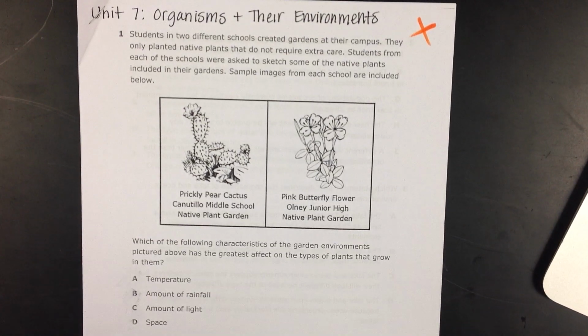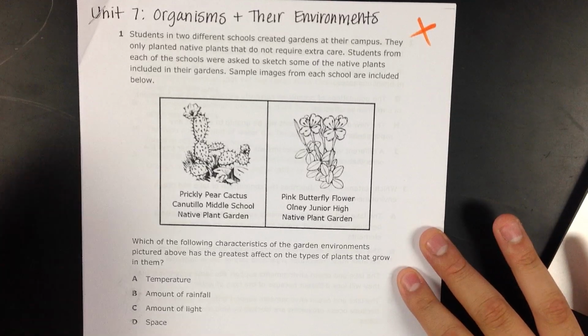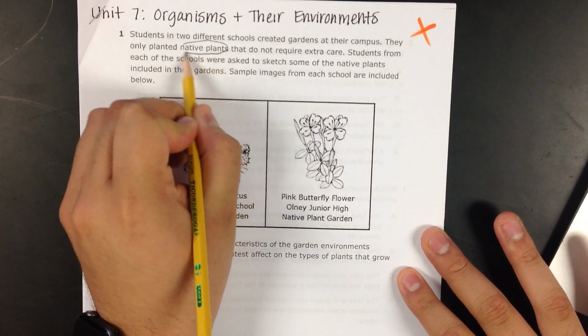Alright, I'm going to be going over the test, Unit 7, Organisms and Their Environments. Number 1, students in 2 different schools created gardens at their campus. They only planted native plants. I'm going to circle the words native plants.